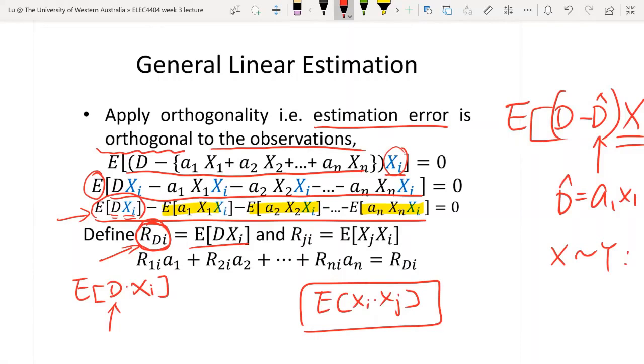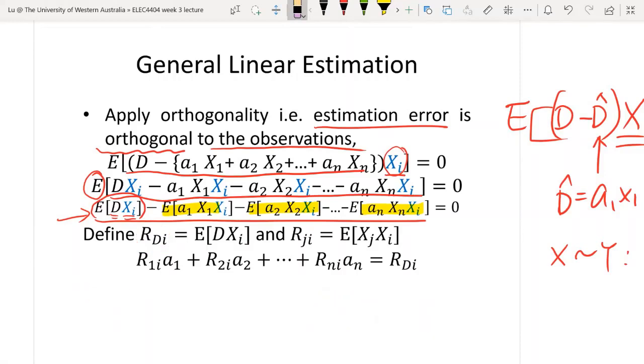Okay, so after we understand these notations, by the end we can use these new terms to replace the original expectation operations. And then we derive this answer here. Of course, we move the first correlation to the right-hand side. And the result shows that the summation, the linear combination of the correlations between the observation data, is equal to the correlation between the desired signal and the particular observation data. This is for Xi, this particular observation data only.